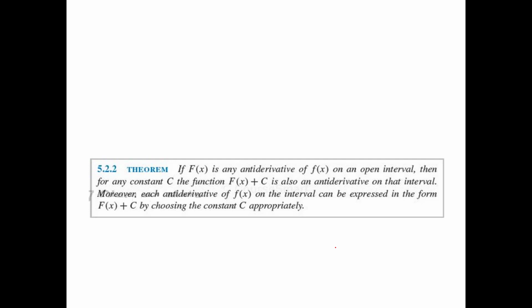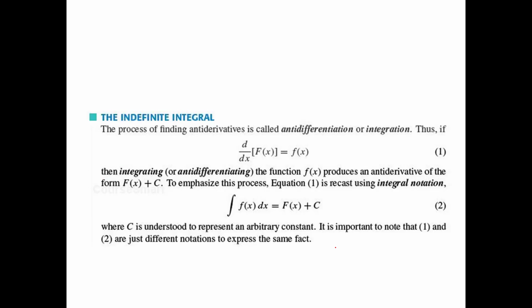Right? So the antiderivative is unique up to a constant. So it could be plus or minus some constant, is basically the gist of that. So the indefinite integral. The process of finding antiderivatives is called antidifferentiation or integration. These are just words that we use. Thus, if you know that the derivative of capital F of x is little f of x, then integrating or antidifferentiating the function f of x produces an antiderivative of the form F of x plus c.